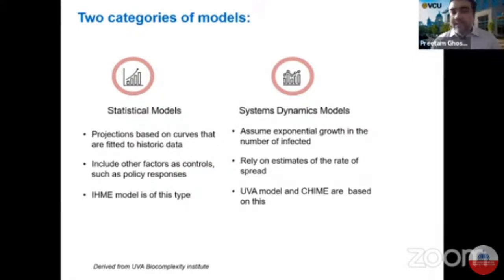Okay, so with that, let's talk about the existing models that are out there, statistical models versus system dynamic models. These were the primary two that have been used in the United States, at least, during the past year. Statistical models are mostly projections based on curves and use curve fitting with historic data, and include other factors like controls and policy responses. The University of Washington model, IHME, is of this type. System dynamics models use differential equations or simulation-based studies, assume an exponential growth in the number of infected, and estimate the rate of spread and use that parameter in making modeling decisions. So the University of Virginia and UPenn's CHIME models fall into this category.